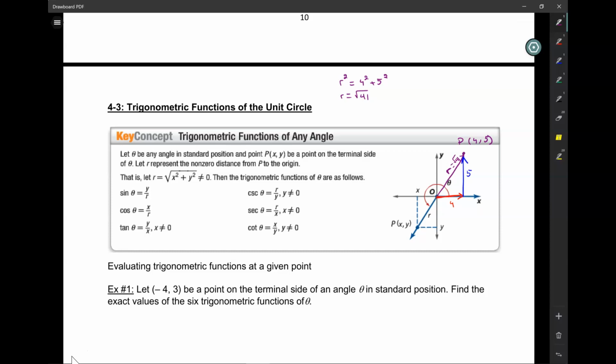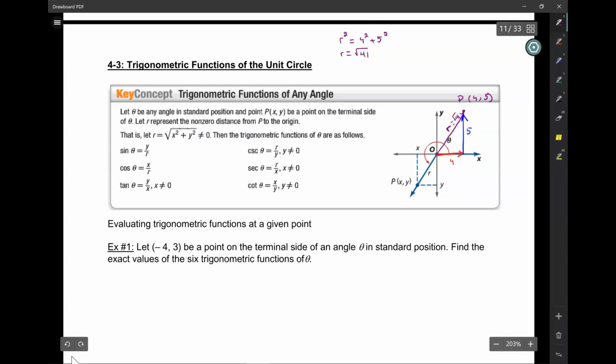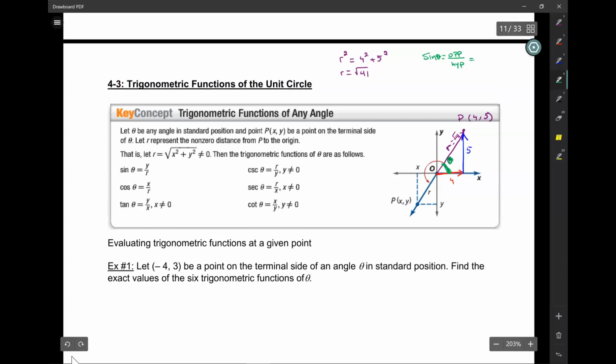Okay? So now, when I drew that radius to that point P at (4, 5), what I also did is here I created an angle theta, right? Now, if I were to ask you, what is the sine of theta? We know that's opposite over hypotenuse, right? So in this case, what's that opposite side? 5 over the hypotenuse, which is root 41, right?